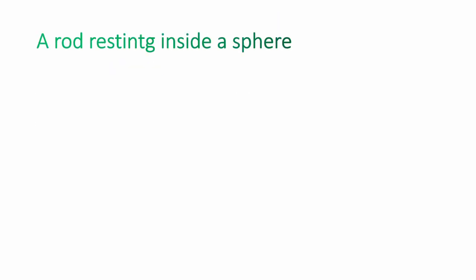Here I am going to take another example, a rod resting inside a sphere. We need to assume the sphere is hollow in shape, that is, it has an external diameter and an internal diameter. I have taken one sphere, and a rod is inserted inside that hollow sphere. So that rod makes contact at two positions. The first contact is A and the second contact is B.